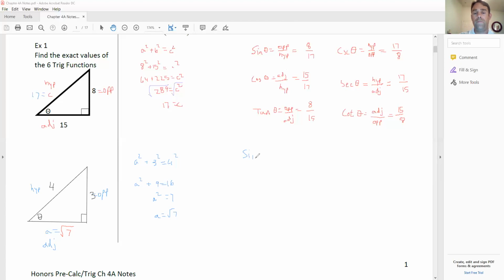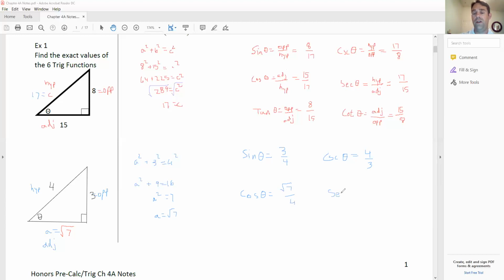So sine of theta, that is opposite over hypotenuse. So that would be 3 over 4. If I know that's what sine is, then I also know what cosecant is. It's just the reciprocal of that, hypotenuse over opposite, 4/3. Cosine, that's adjacent over hypotenuse, root 7 over 4.